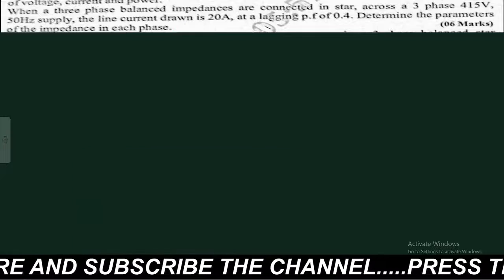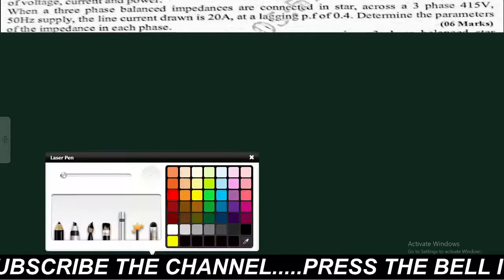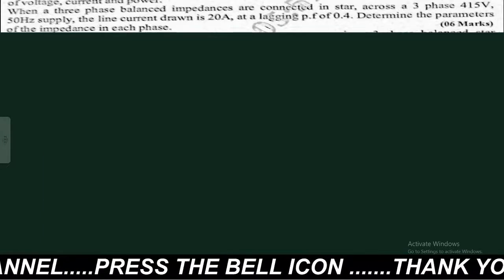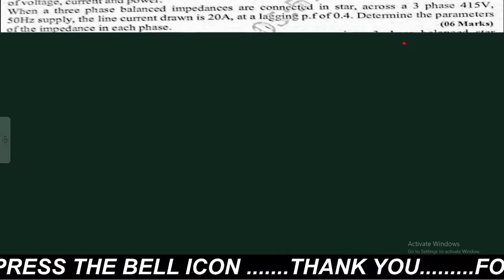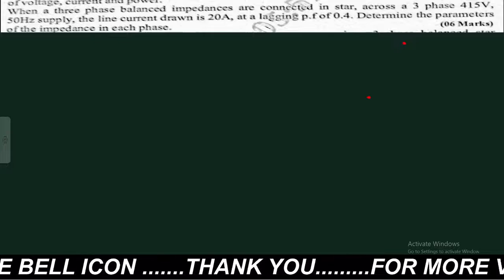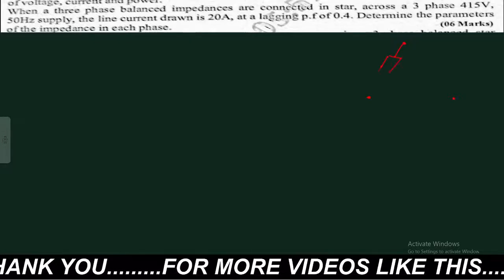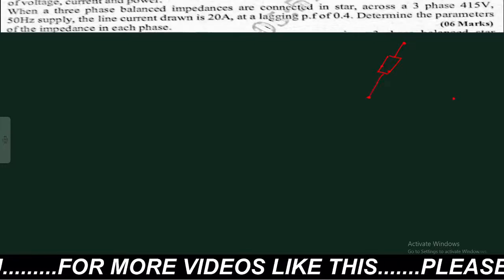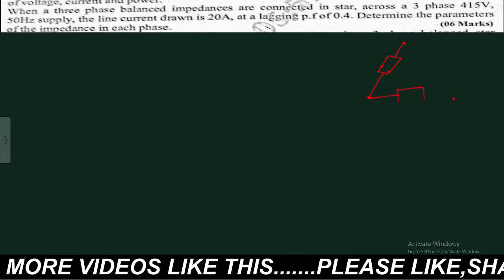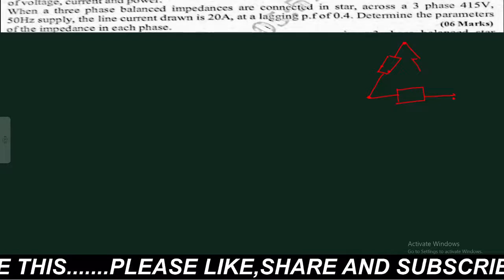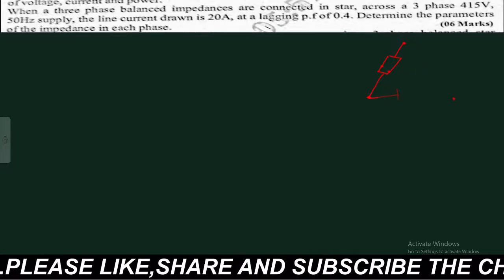How to solve this type of problem? Let us take the problem. Whenever the type of circuit is given, here a star connection, I am drawing a star connection. It has equal impedances, that is Z phase in each phase. Oh sorry, here I am drawing a delta star, it is given.